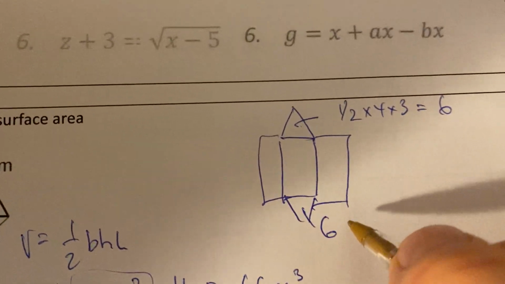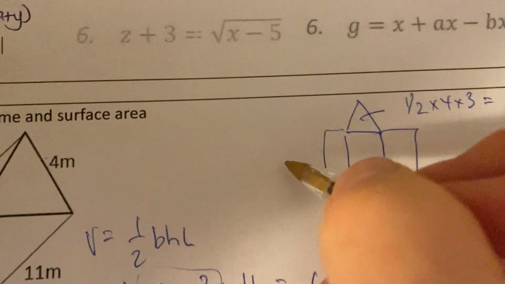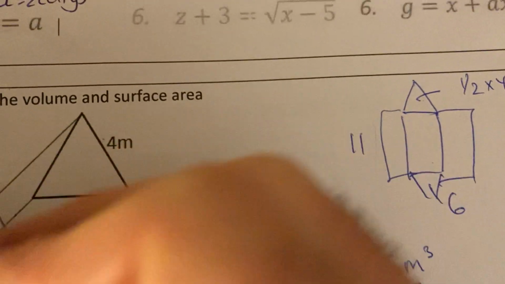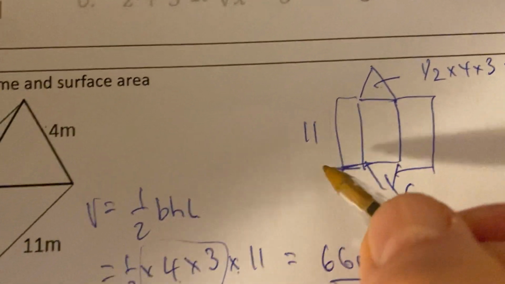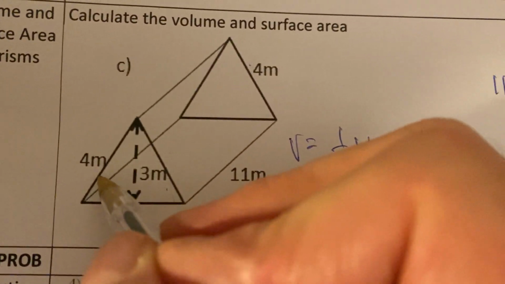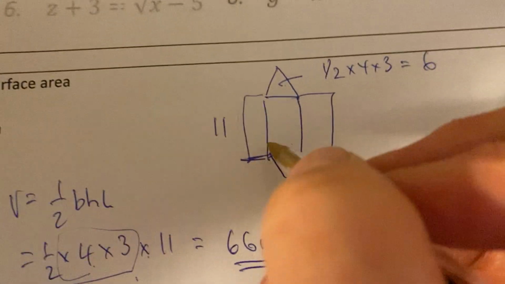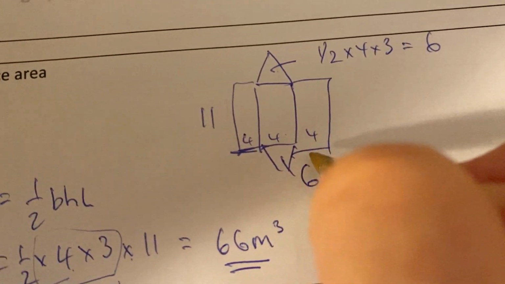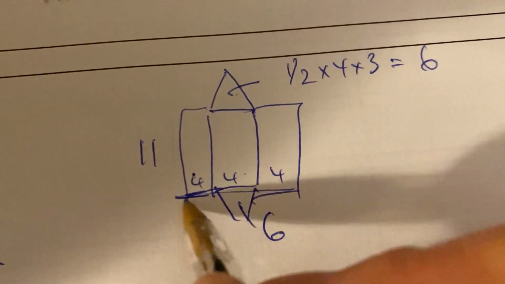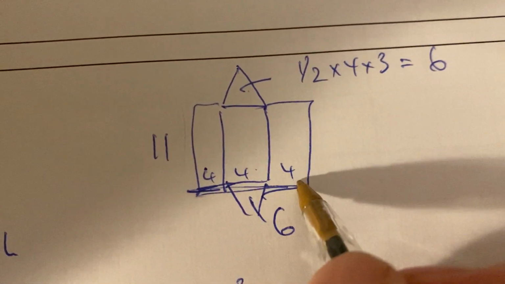That's also 6. Now this triangle has the same length of 11 all the way through it. And this bit here is 4. And it's an equilateral triangle. So it's going to be 4, 4, 4. So that's going to be 12 across, isn't it? Because 4 plus 4 plus 4 is 12.